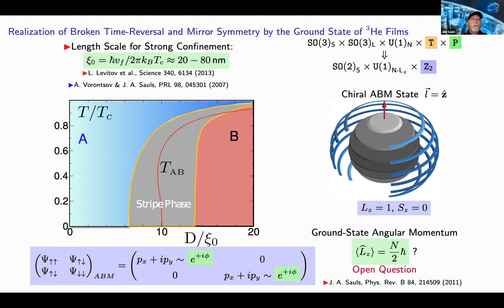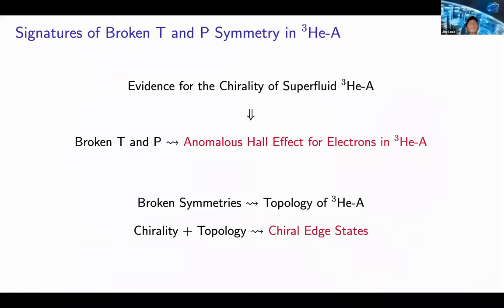But remarkable experiments were carried out at RIKEN, which definitively identified the A phase as the chiral phase with broken mirror and time reversal symmetry. That came from the measurement of an anomalous Hall effect of electrons moving in liquid helium-3A. To understand the physics behind this anomalous Hall effect, it's directly connected with the ground state topology of the A phase, which is derived from its broken symmetries and the existence of chiral edge states.